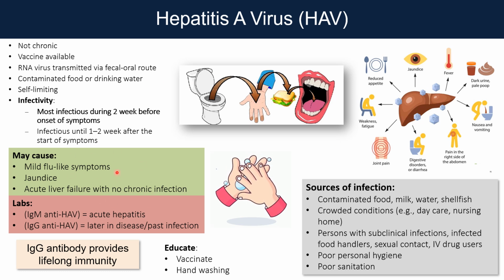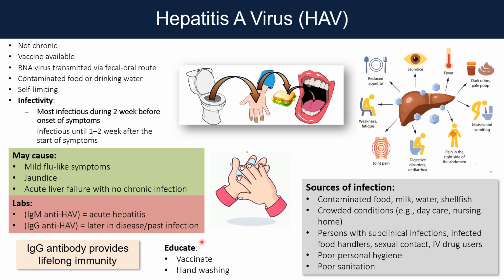This can cause mild flu-like symptoms. It can lead to jaundice, and in some seldom cases, it can result in acute liver failure, but no chronic infection. So lab-wise, IgM equals acute hepatitis, so you have an active infection. If you have IgG, it could mean that you're almost wrapping it up or you had a past infection. IgG antibody provides lifelong immunity, which is good.